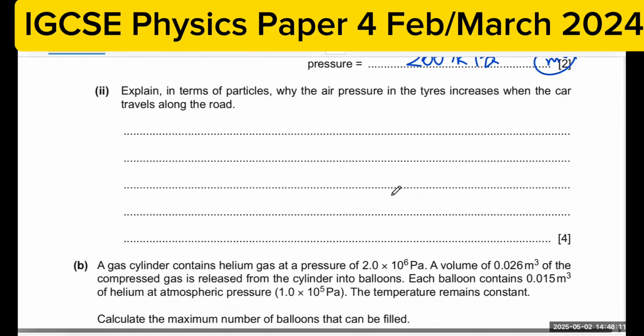Explain in terms of particles why air pressure in the tire increases when the car is traveling along a road. 4 marks, so you have to write the 4 points. When the car travels on the road, the tire is touched with the road. It means there is friction. There is friction between the tires and the road. So we will start from here. When the car moves, there is friction between road and tires.